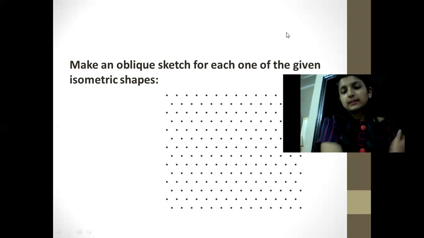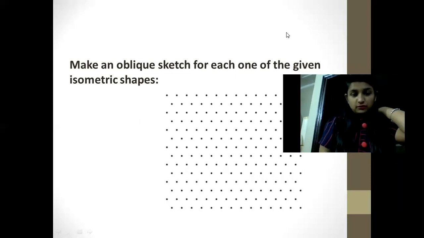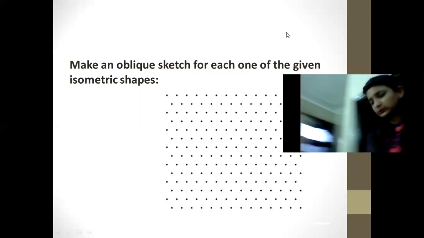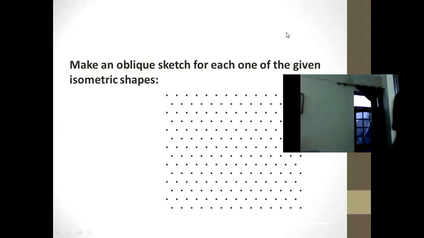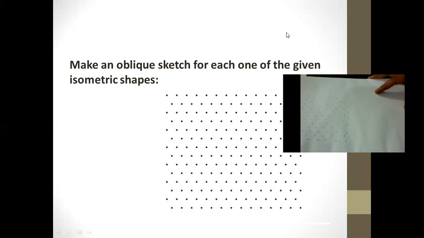You can just name some solid shape, like make an oblique sketch for each of the given isometric sketches we have made in the previous one. So let me draw one for you. Which shape would you like to have? Can you see the dotted areas? Maybe it's not that visible to you. I think it is visible. Let me draw it, then you would be analyzing it more appropriately.